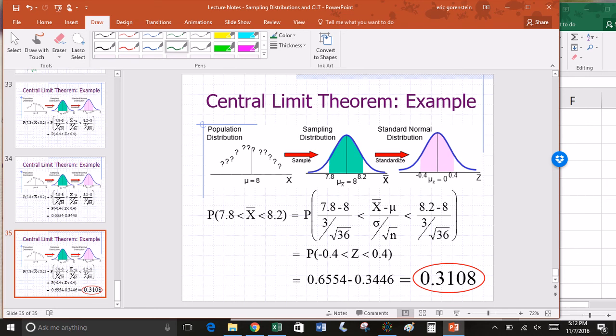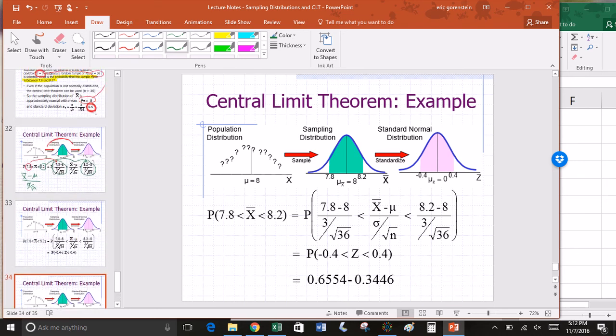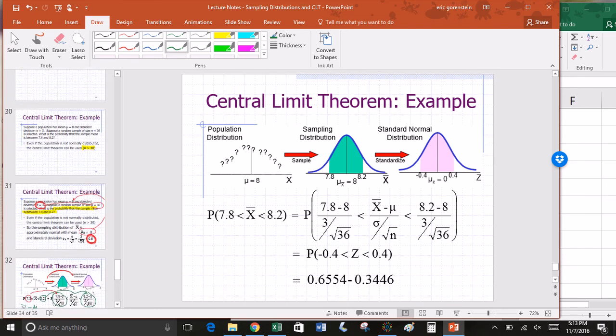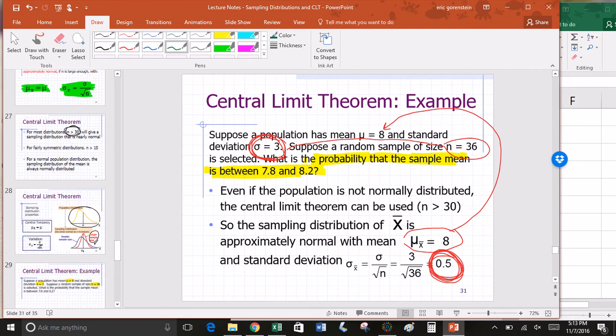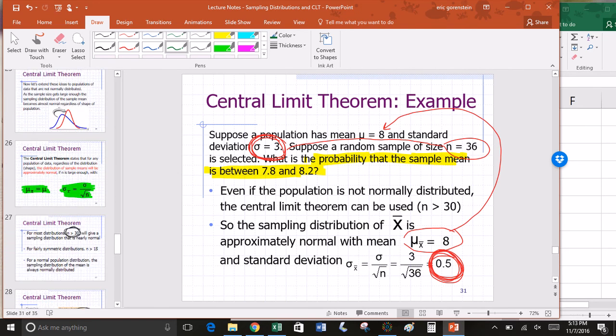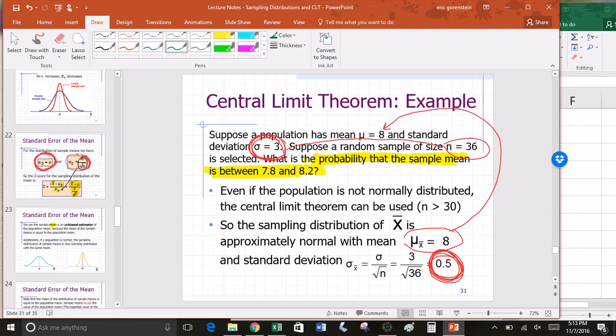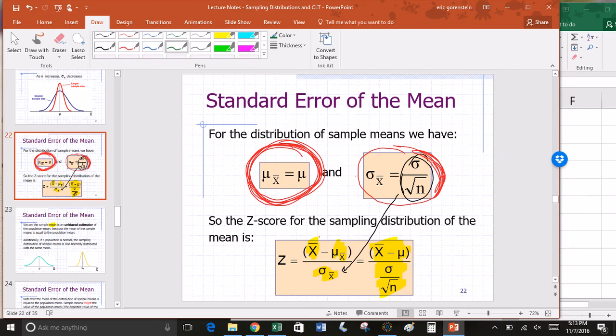So, applying the central limit theorem is very, very similar to what we've done previously with the normal distribution. The only difference is here. This is the only difference between working with an individual x value and working with a sample statistic: a different formula for calculating the z-score. Once you have the z-score, it doesn't matter where the z-score came from.